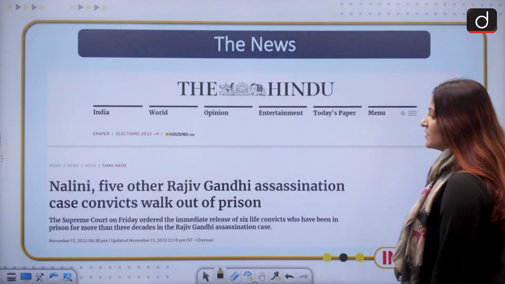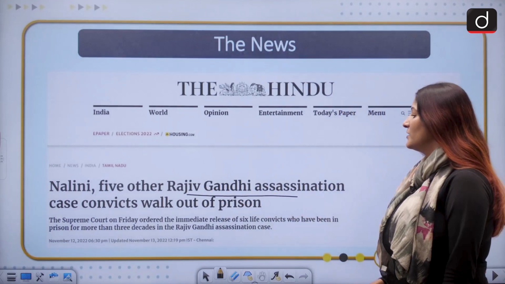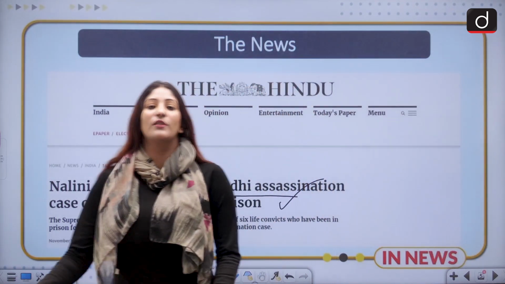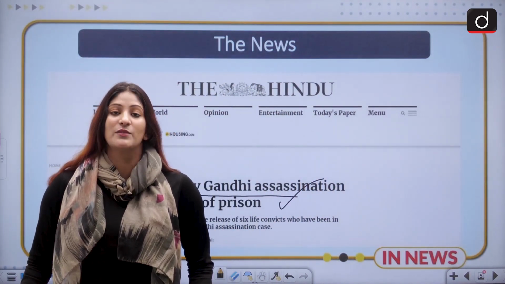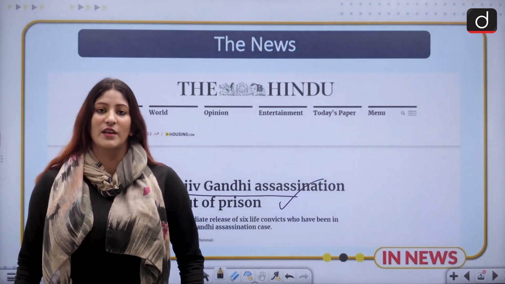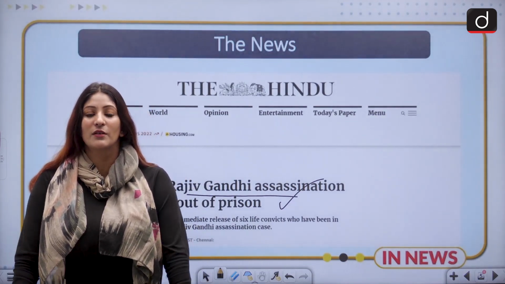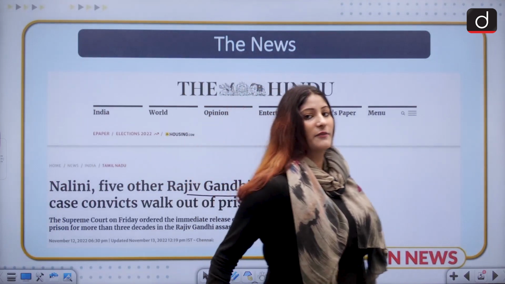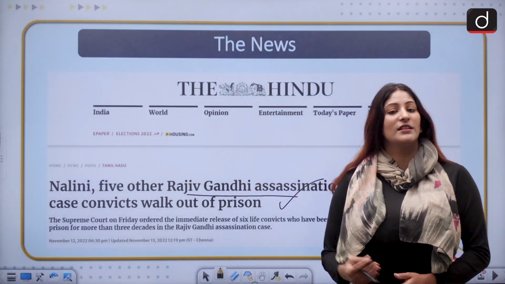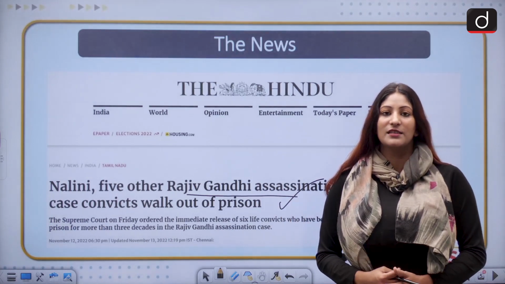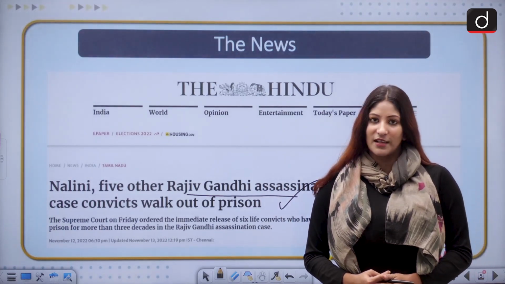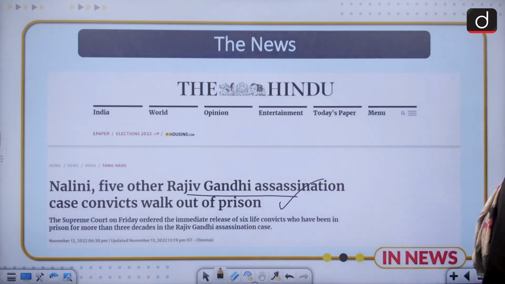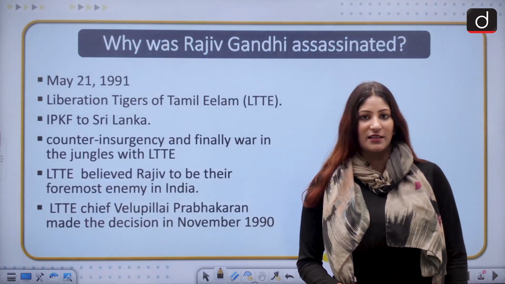First of all, look at this news piece. Nalini and 5 other Rajiv Gandhi assassination case convicts walk out of prison. Nalini was seen crying as she met her husband when she was released. After 31 years, she is walking free now. Now, if we talk about one more convict, AG Perarivalan, he was made to walk free. He was freed of charges. When we talk about the earlier case, there was a case in this year itself which we have covered in one of our segments. I will put the link of it in the description box. You can see it. Moving ahead, let's talk about why he was assassinated.